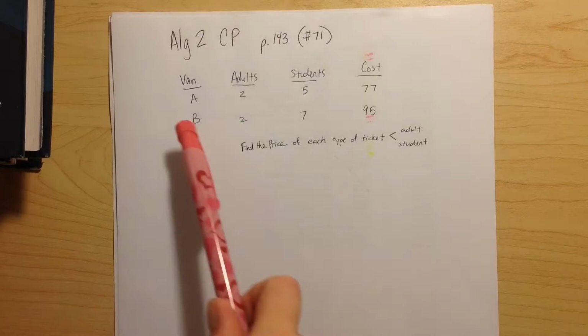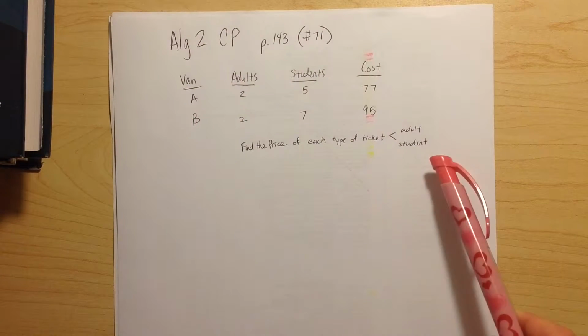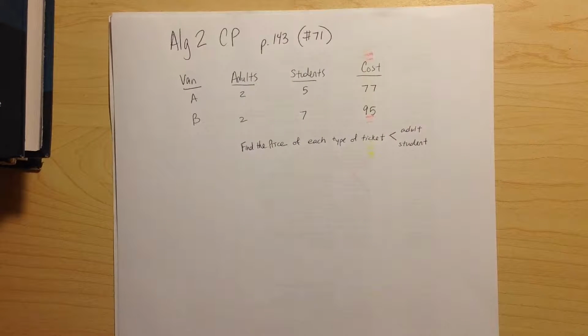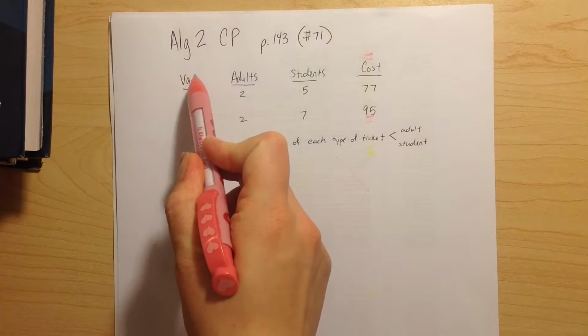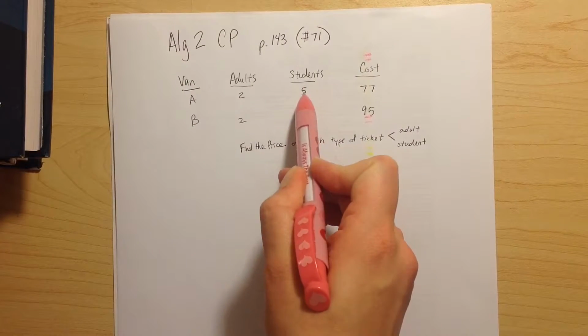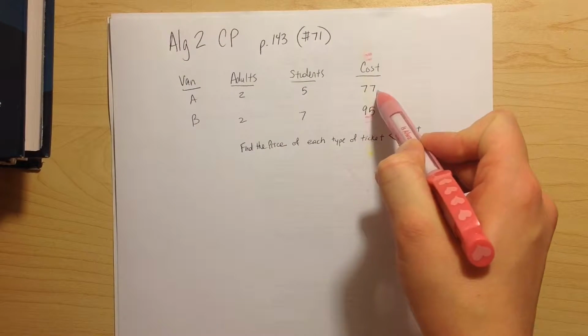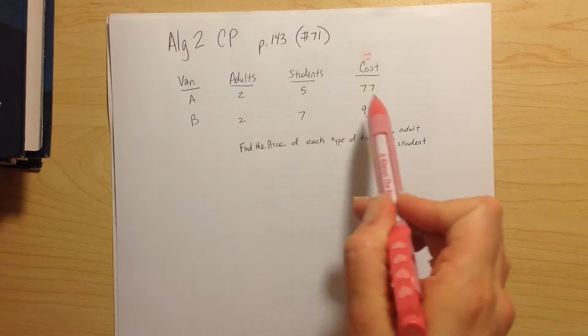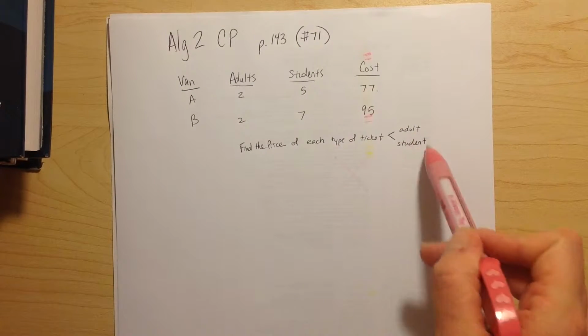Let's go over this example real quick. This was part of your homework. I just want to show you kind of how it comes together. So here we go. This was the setup. They gave you each van, the number of adults, number of students, and how much the total van cost was to get into, I think it was an amusement park. And then the other van was there. We want to know how much each ticket cost.